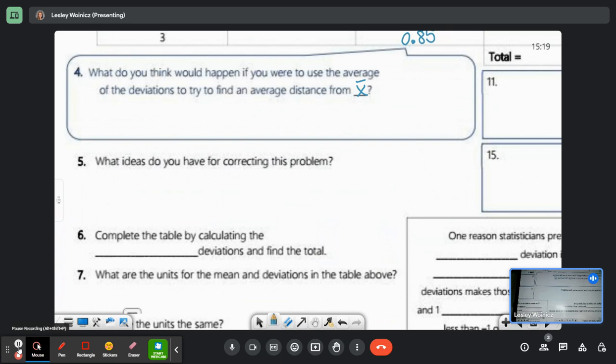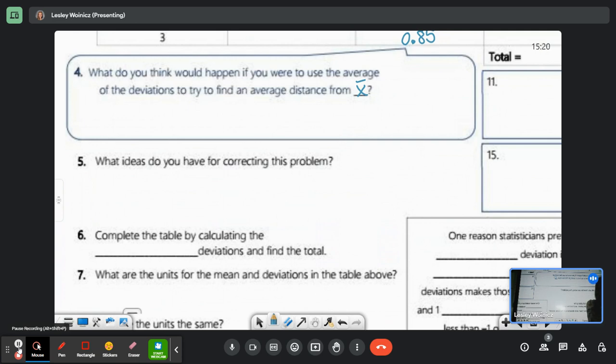One way is that instead of using the deviations, we use the absolute value of the deviations, and that actually has a name. It's called the absolute deviation, and it is a statistical method, but it's not the one we're going to use. That's a really good idea. Anyone else have any ideas?